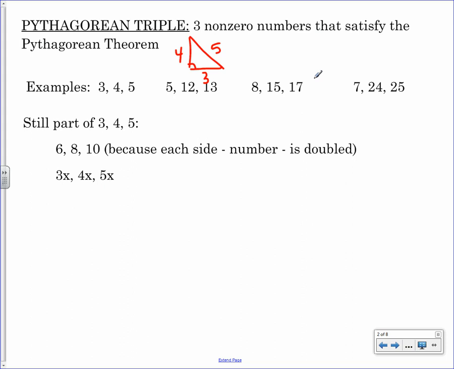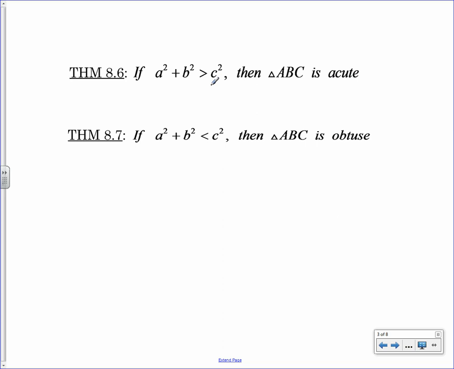So if you know those, great. You don't have to. You can still do the Pythagorean theorem every time. But these are so common and they happen often enough that it's kind of nice to know. Does that make sense? You don't have to. Okay?